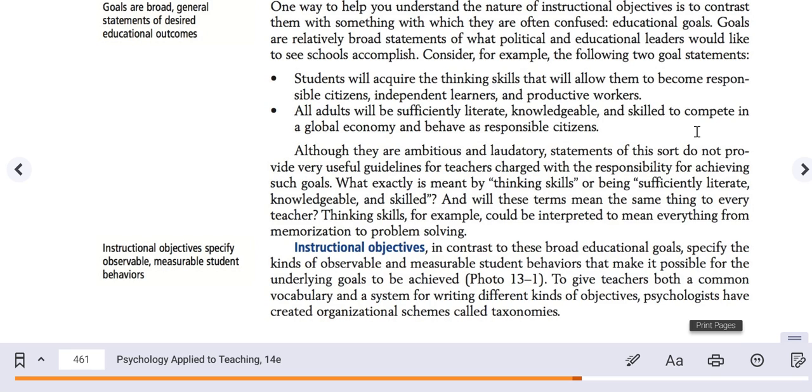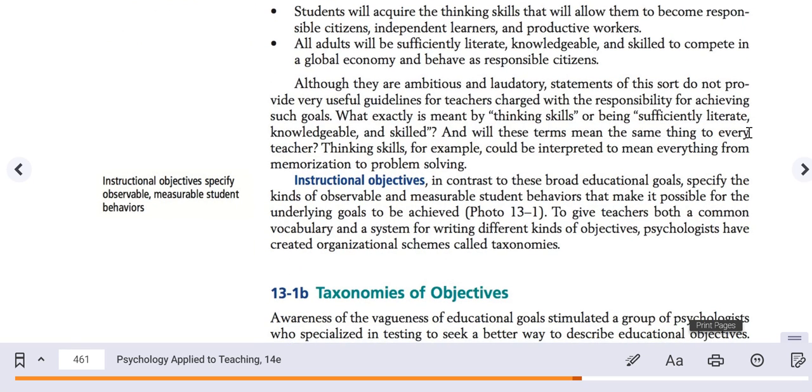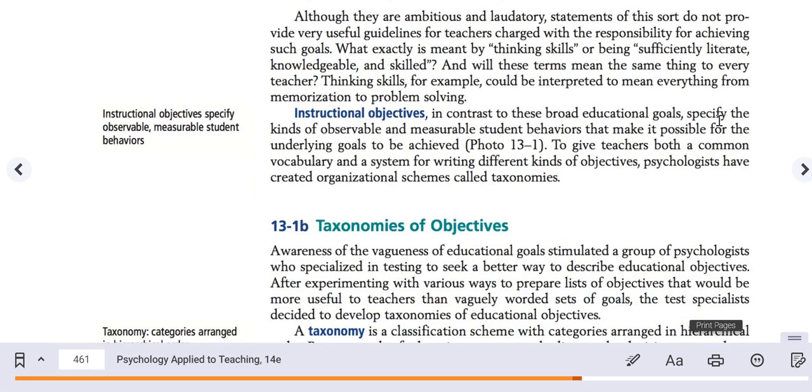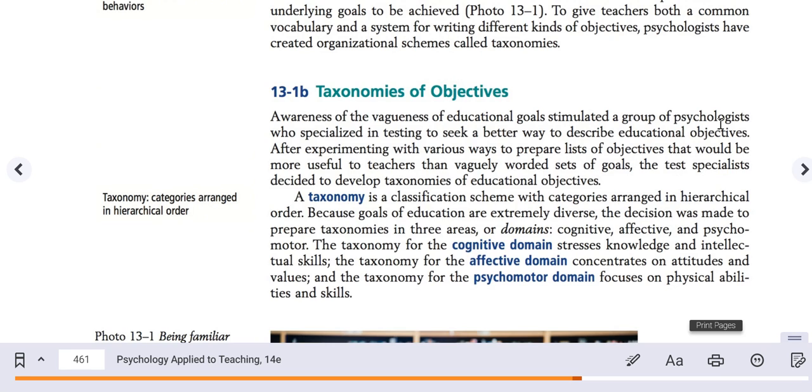Instructional objectives, in contrast to these broad educational goals, specify the kinds of observable and measurable student behaviors that make it possible for the underlying goals to be achieved. To give teachers both a common vocabulary and a system for writing different kinds of objectives, psychologists have created organizational schemes called taxonomies. Taxonomies of objectives.